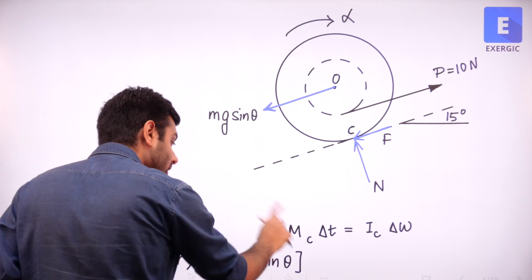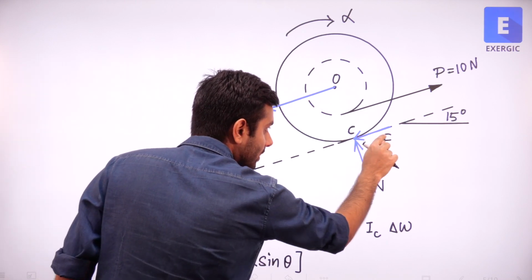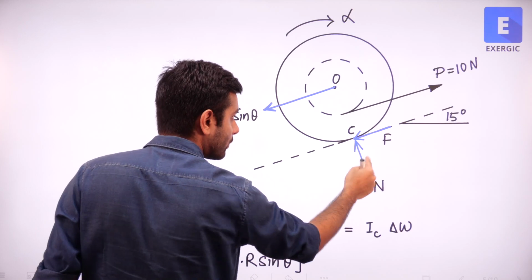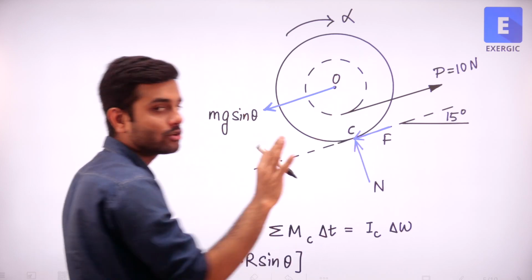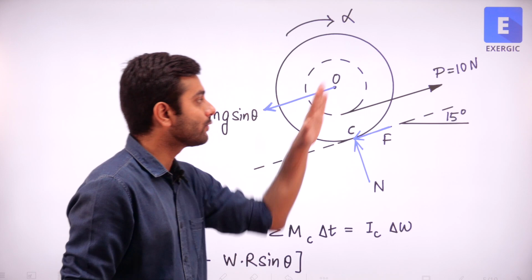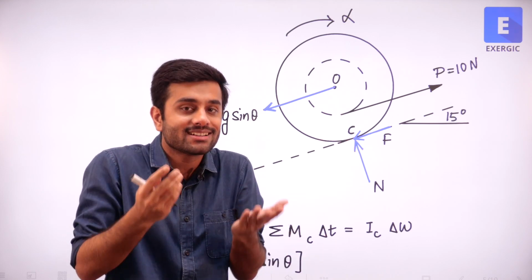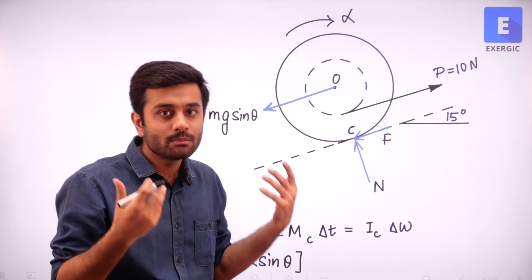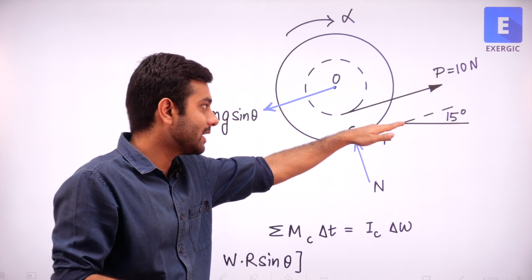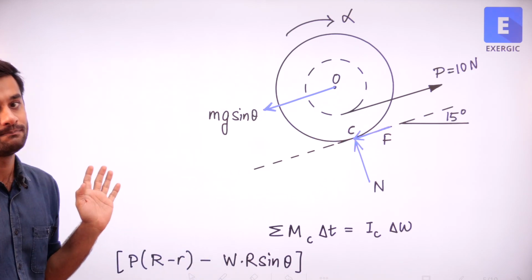The net moment about point C. This force has no moment, friction force, and N has no moment, mg cos theta has no moment, right? So these are the only two valid forces when you take the moment about point C. That's the beauty of this approach, that it simplifies the process by not considering the friction force at all.